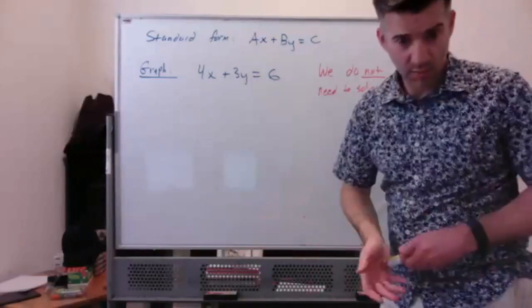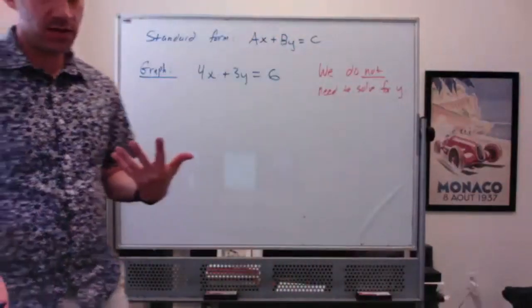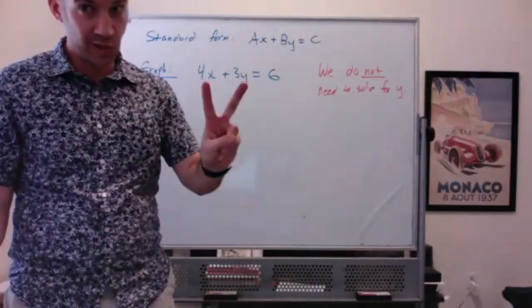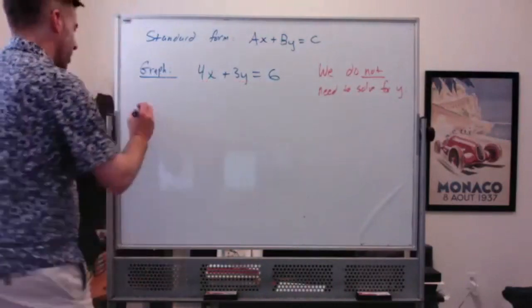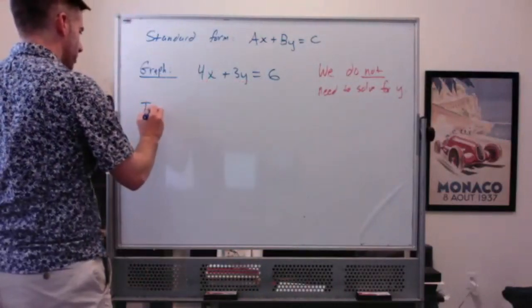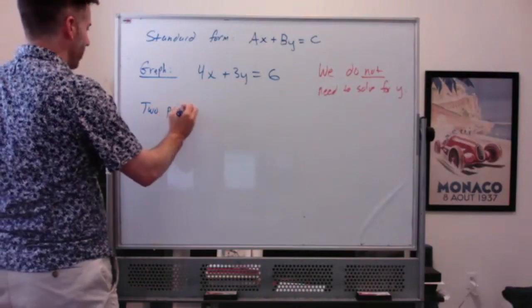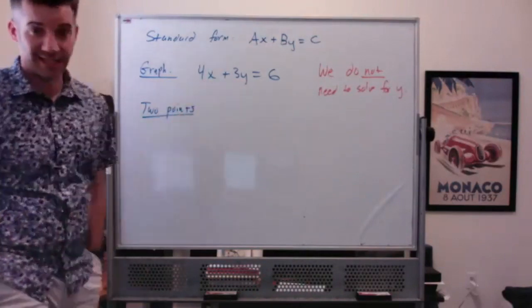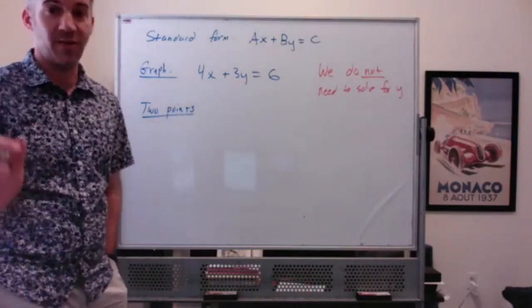You might want to, that's perfectly fine, but it's not necessary. Because if we're graphing it, what do we need? 2 points. Specifically, you know what points I want? I want the x-intercept and the y-intercept.